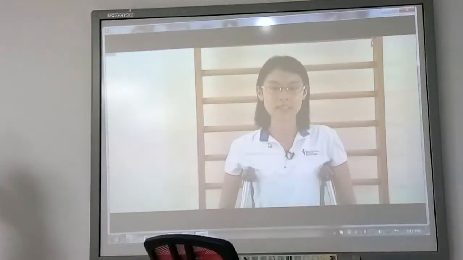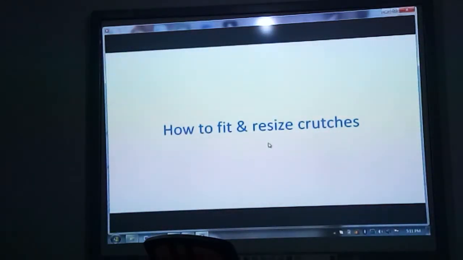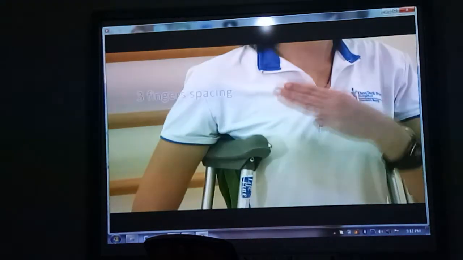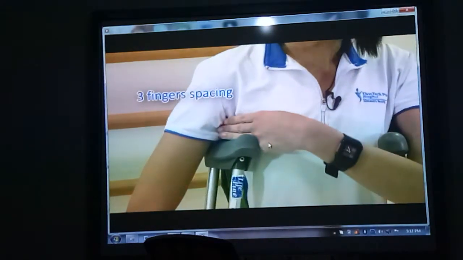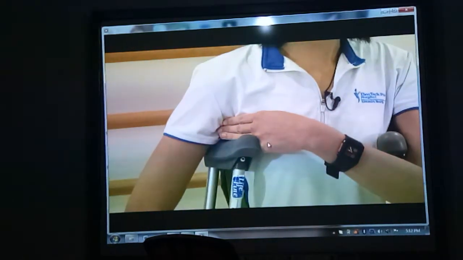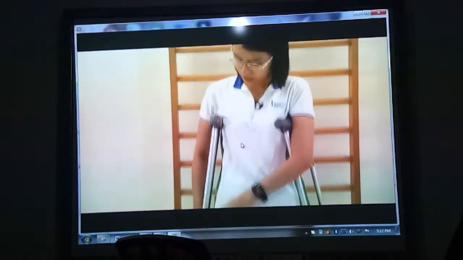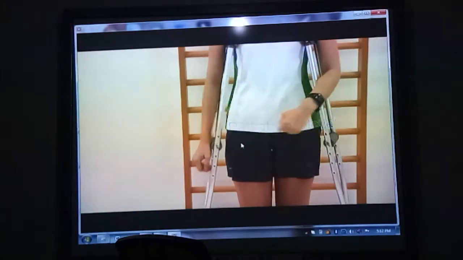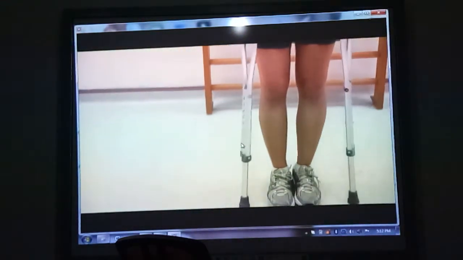According to your height, the correct height of the crutch should be 3 finger spacing between the armpit and the top of the pad. The correct height of the hand pad over here should be at the wrist level. The correct space between your feet and the base of the crutch should be about 6 inches.